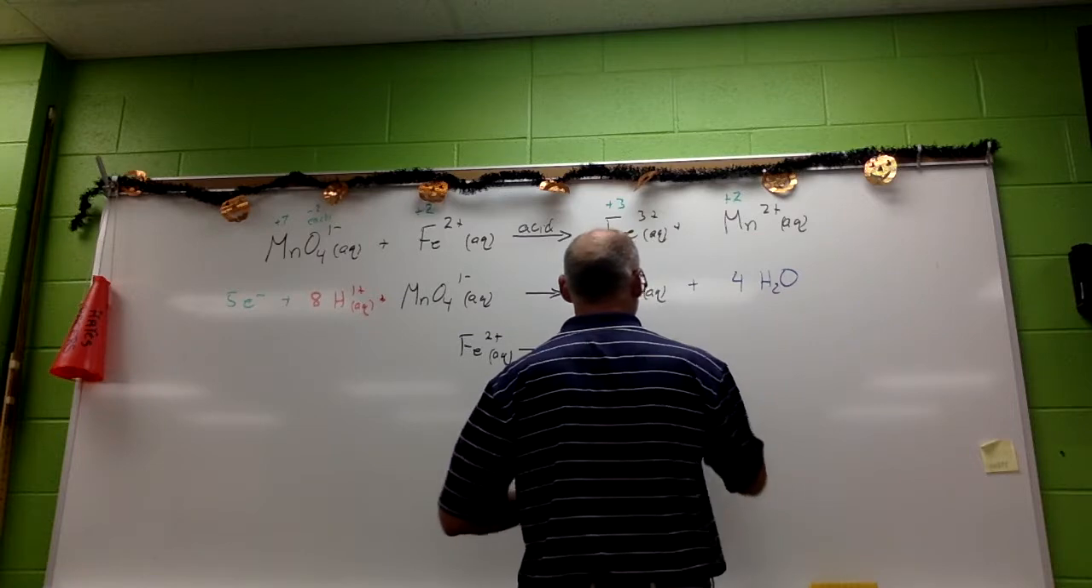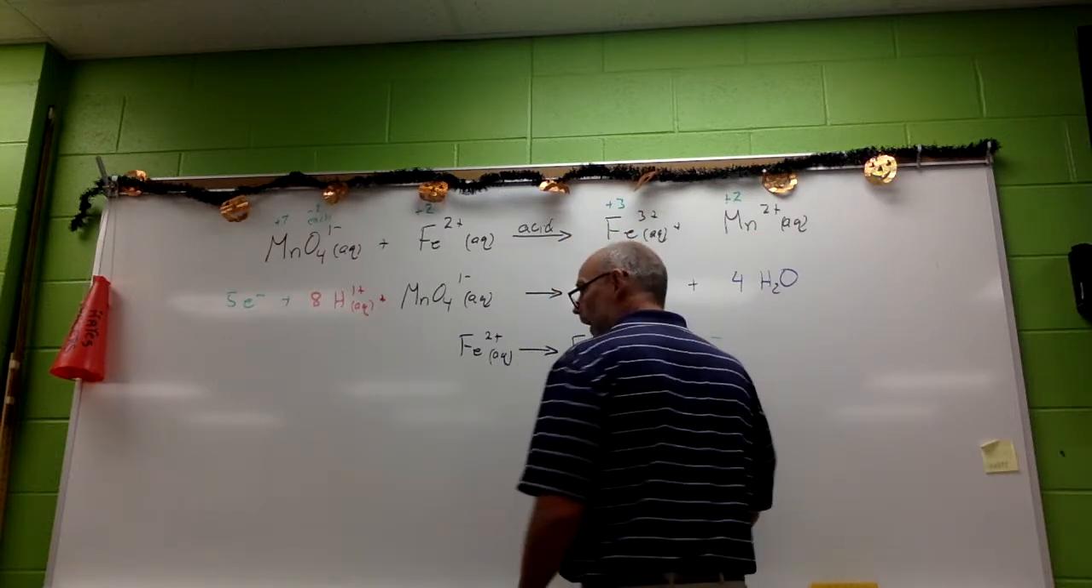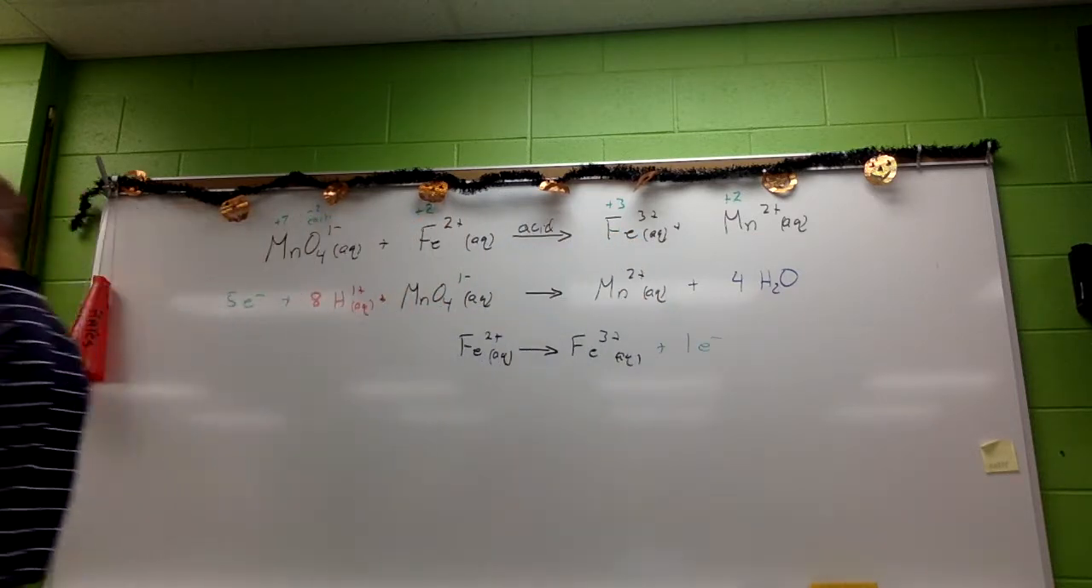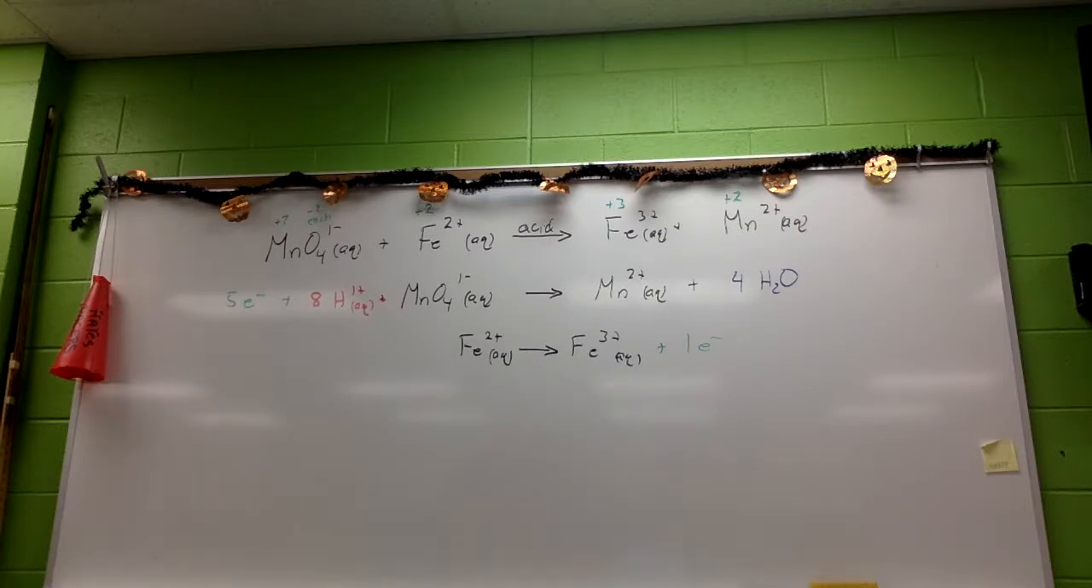Now I want to point something out. We should have known that it's going to have to be on the product side because the other one was on the reactant side. They're never going to be on the same side. If you ever run into a scenario where your electrons are on the same side, you screwed up somewhere.